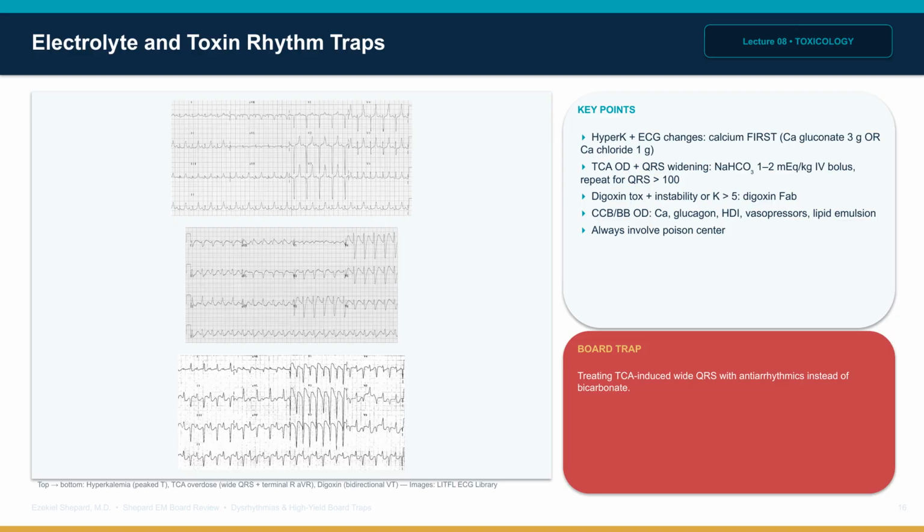Digoxin toxicity with hemodynamic instability or hyperkalemia over 5: digoxin-specific Fab fragments. Calcium channel blocker or beta blocker overdose: intravenous calcium, glucagon, high-dose insulin euglycemia therapy, vasopressors, and lipid emulsion. Always involve poison center. The board trap: treating TCA-induced wide QRS with antiarrhythmics instead of bicarbonate.